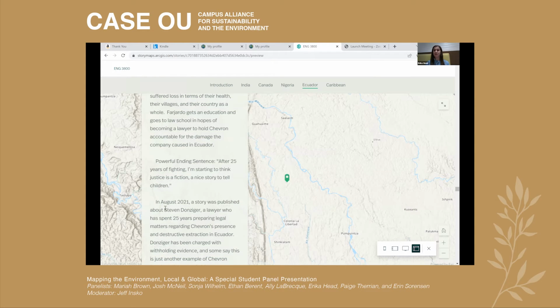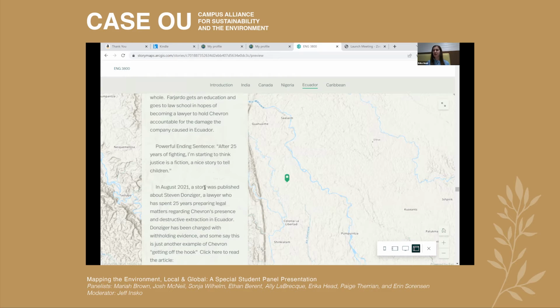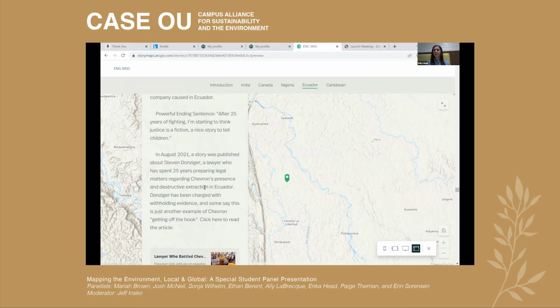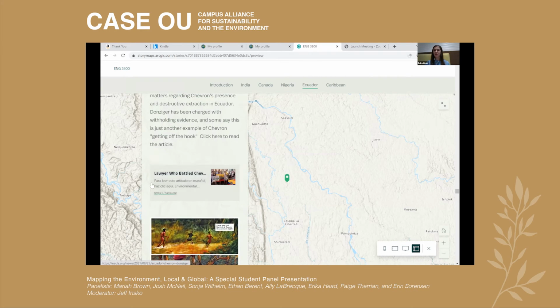Like we said, there has been no action taken. Chevron was charged with a lot of criminal charges for exploiting people and extraction, but they were not held accountable.